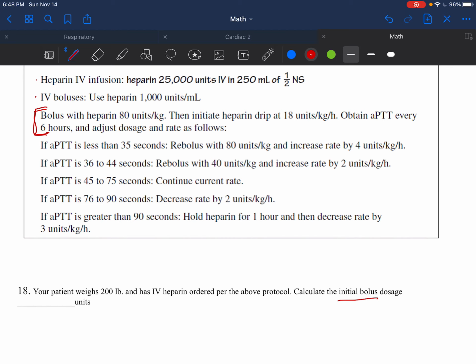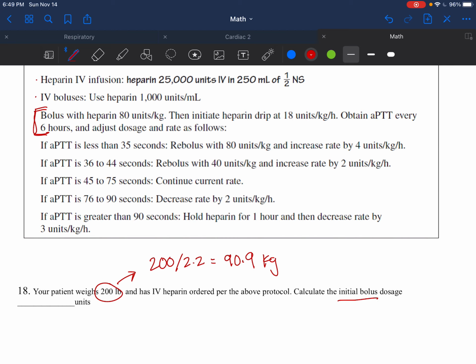Just reading that, that's all we need to know for this particular problem. We are going to first change this into kilograms. So 200 pounds. Let me get my calculator. What we're going to do is 200 divided by 2.2. So 200 divided by 2.2 equals 90.9 kilograms. So that is our patient's weight in kilograms. You will never calculate a heparin problem in pounds. You'll never really calculate any nursing problem in pounds. So that should always be your first step, if they give you a weight in pounds, is to calculate it into kilograms.